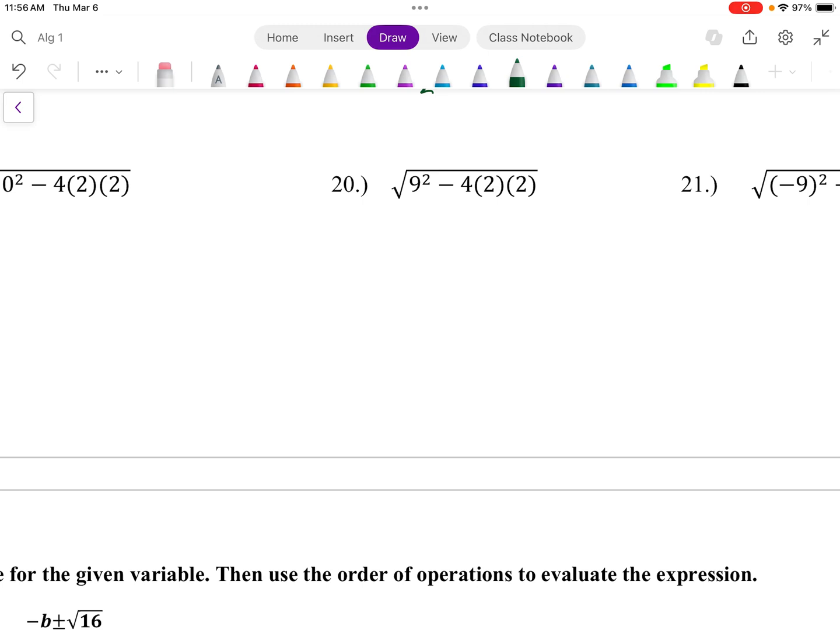So I'm going to start. I know that 9 squared is 81. And then if I want to subtract 4 times 2 times 2, I need to multiply first. 4 times 2 is 8. 8 times 2 is 16. So this will become 81 minus 16. Okay, then we can subtract those, so that would leave us with 65. So we started with the square root of 9 squared minus 4 times 2 times 2, and we just need to figure out what the square root of 65 is.